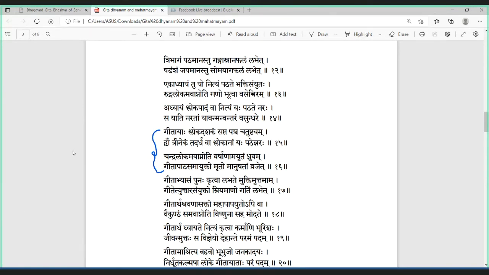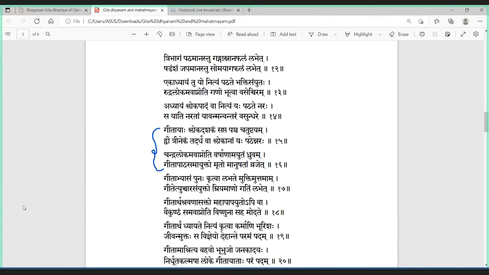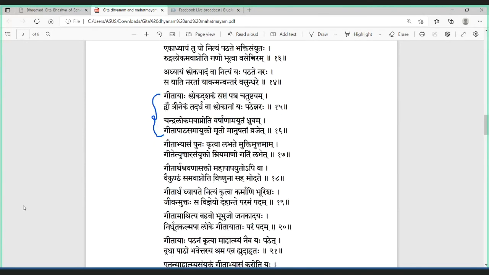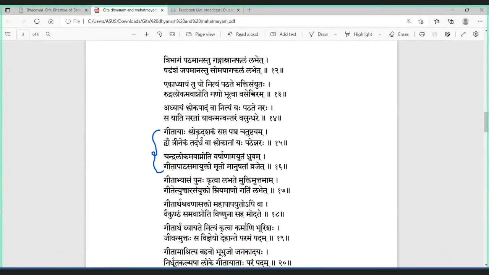Forget about this, supposing someone says, I can't, this doesn't happen from me. You know, one chapter is also very difficult. Then he says, Adhyayam shloka padam va nityam yah pathate naraha sayati naratam yavan manvantaram vasundhare.